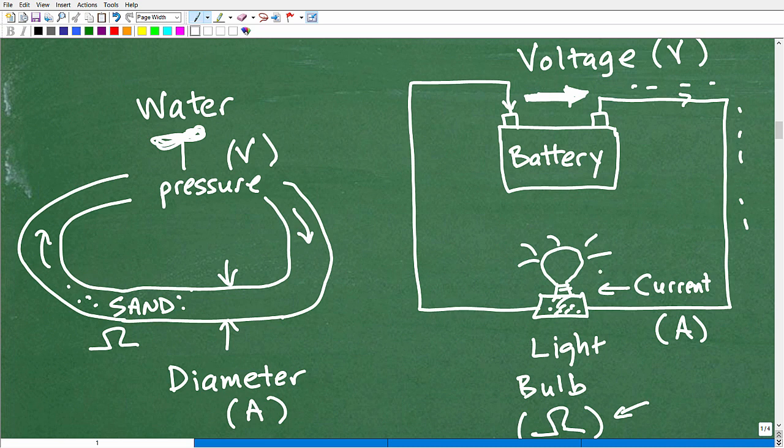So this is what we're talking about. We have something that's going to cause resistance. It could be a light bulb. It could be a coffee machine, anything.